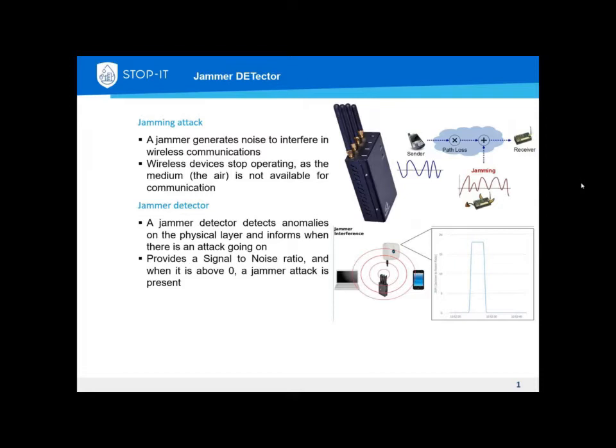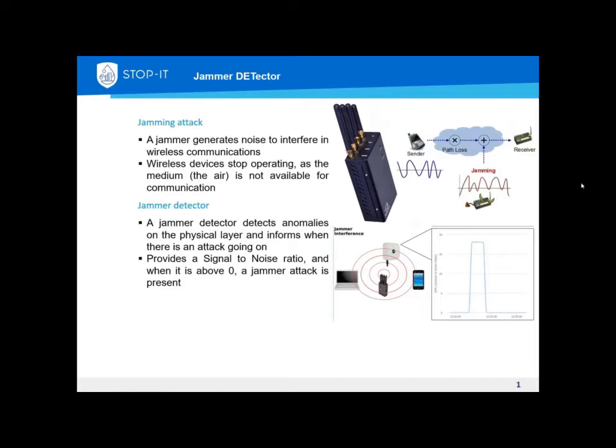This is typically perceived as, okay, I have problems receiving my wireless communications, but I don't know why. I just have problems and I cannot explain why they are happening. This is why we generated this jammer detector, because it is able to identify which anomalies on the physical layer are being caused by a jammer.